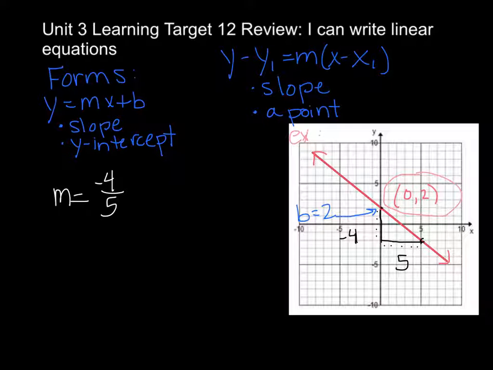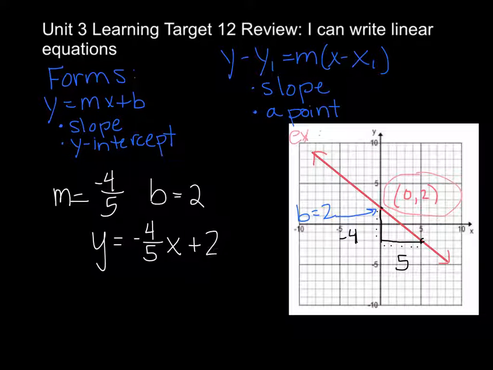Notice we write it as a fraction or as a whole number. Some of you have been writing it as points. We don't want that. Fraction or whole number. So there's our slope. Again, you could use your point, but I am going to use our b equals 2. So our equation is y equals negative 4 over 5x plus 2. Great. Let's look at another example.